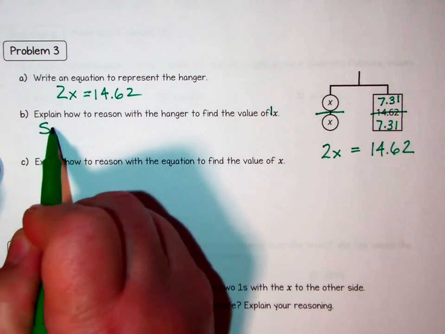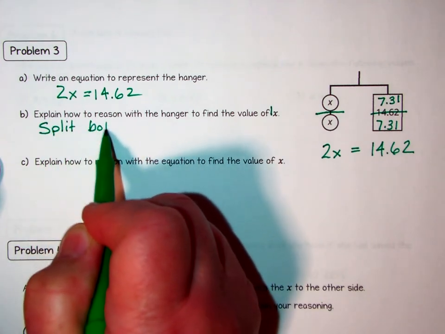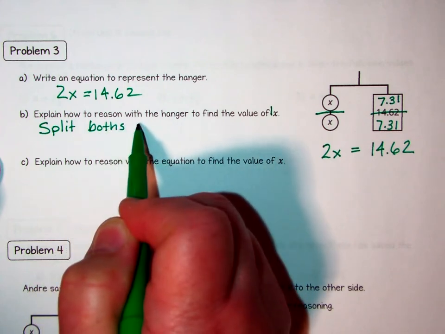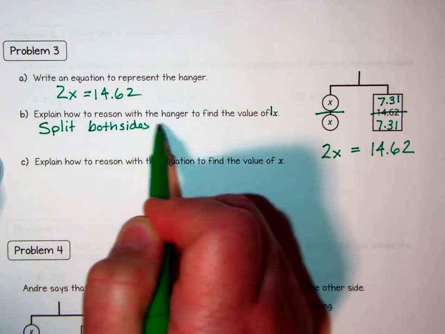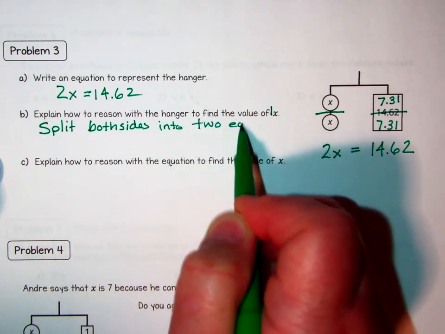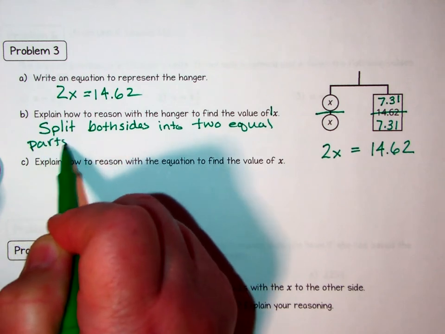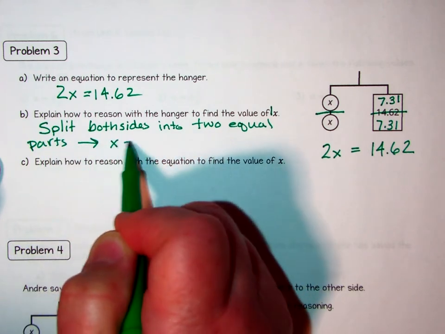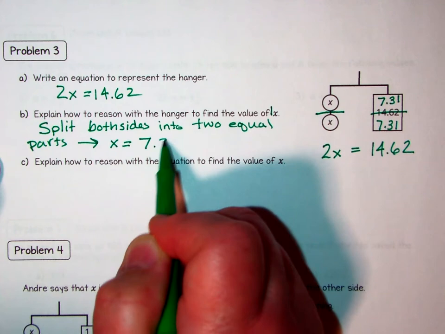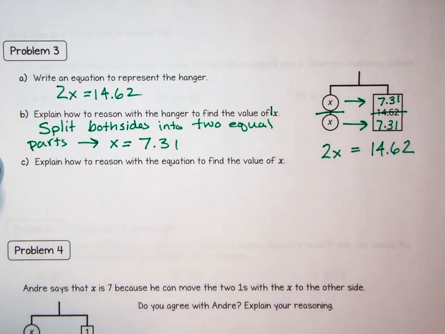So I would say I'm going to split both sides into 2 equal parts. And the result is that I get x is equal to 7.31. Each of these x's is equal to 7.31.